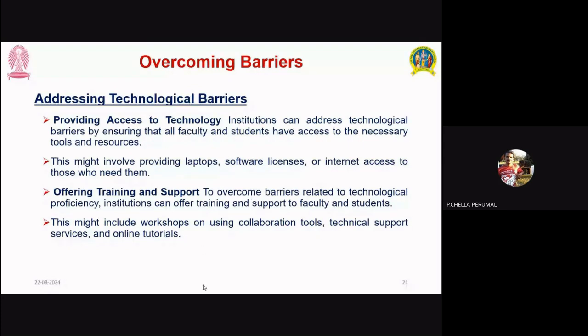Offering training and support to overcome barriers related to technological proficiency. Institutions can offer training and support to faculty and students. This might include workshops on using collaboration tools, technical support services, and online tutorials. For example, a university might offer training sessions on how to use Zoom, Microsoft Teams, and other digital tools effectively, ensuring that all faculty and students are comfortable with the technology. Next slide, please.